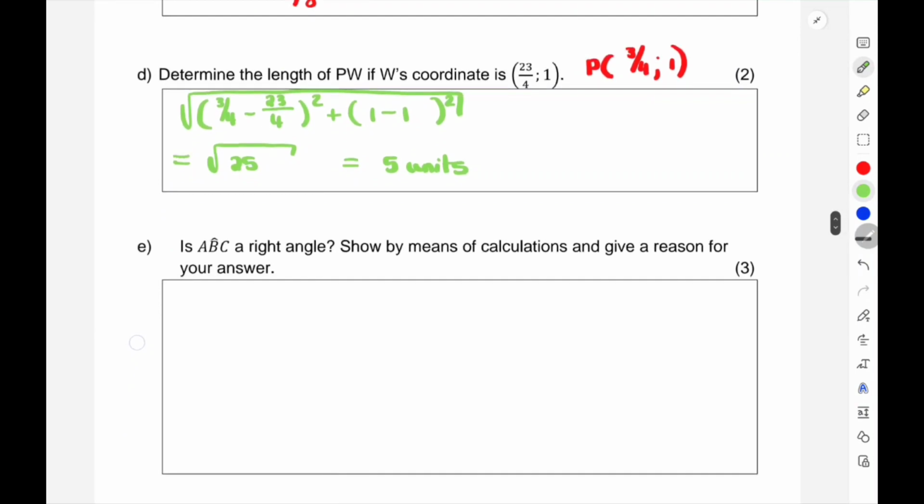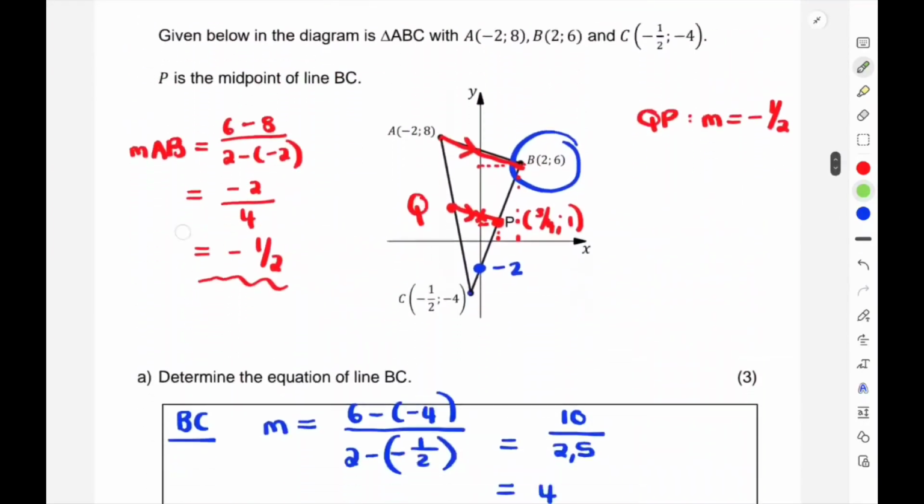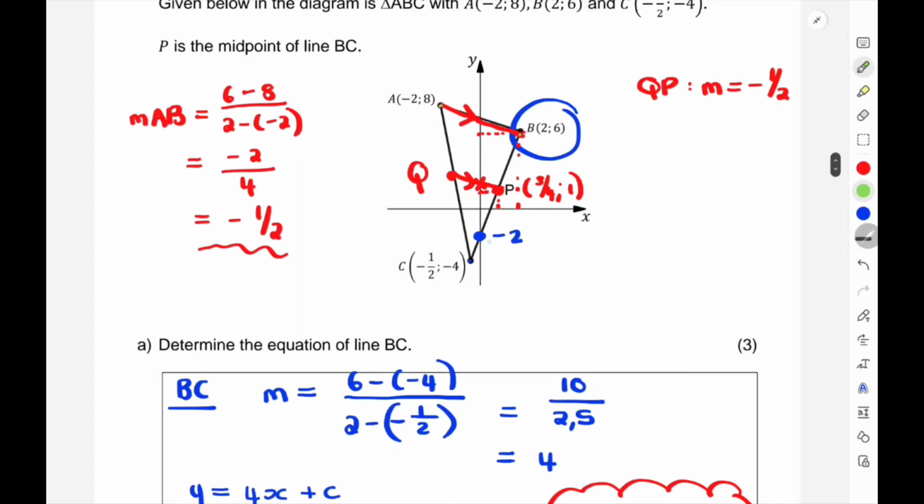Okay, well done. Now they say, is ABC a right angle? Show by means of calculations and give a reason for your answer. So let's just go back here. Over here, they're asking if that is a 90-degree triangle. So what can we do? We can either prove it with Pythagoras. So you would say AB squared plus BC squared is equal to AC squared.